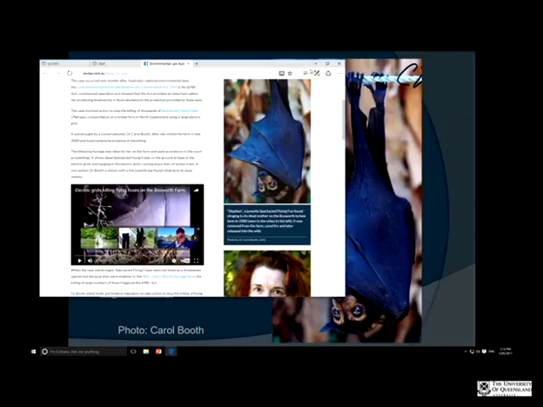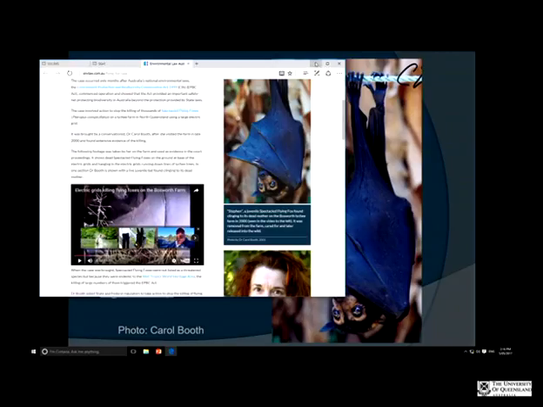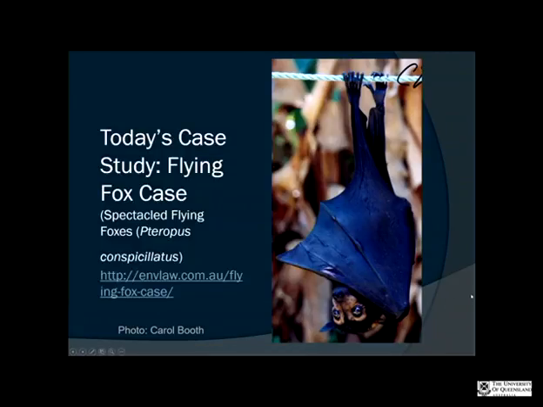and brought a claim against the farmer for being in breach of the EPBC Act in terms of the impact on World Heritage values from electrocuting significant numbers of these flying foxes. And we'll get back to that later in today's lecture in terms of looking at the outcome of that.